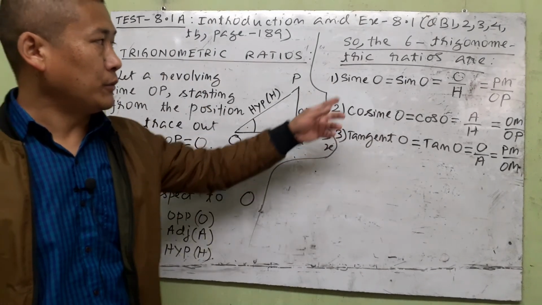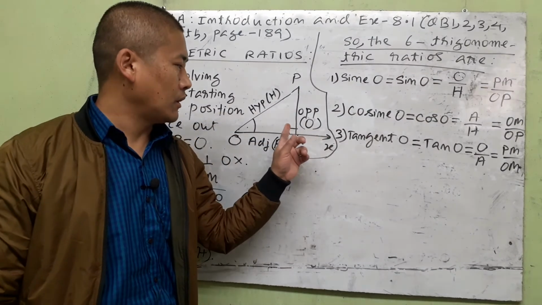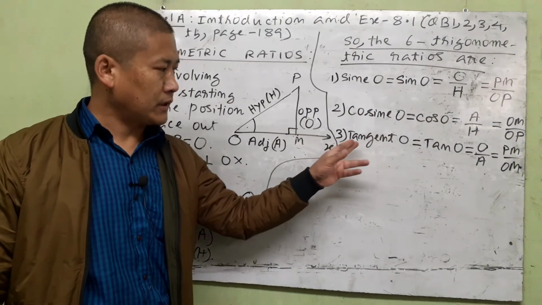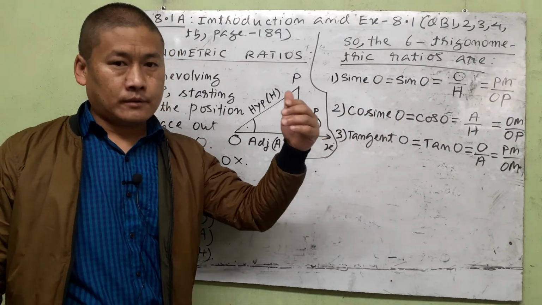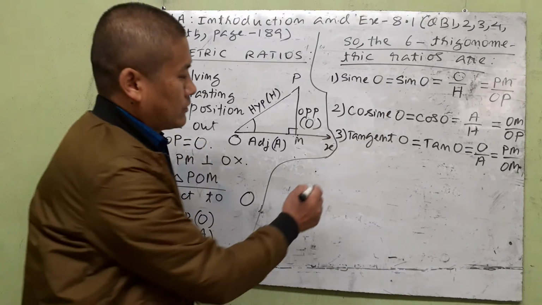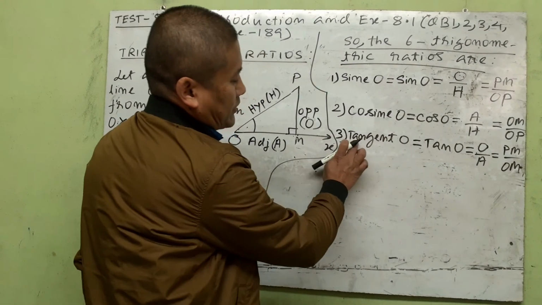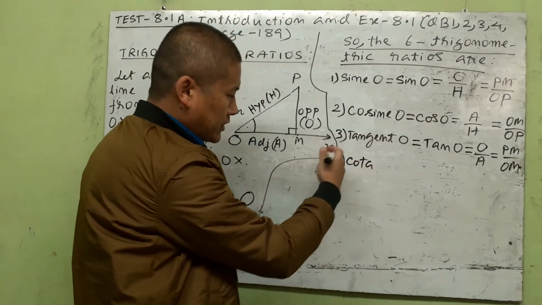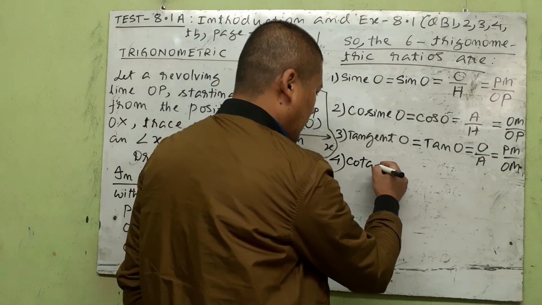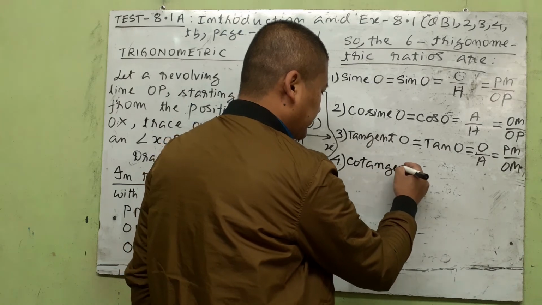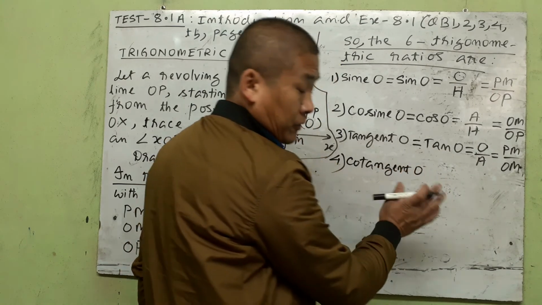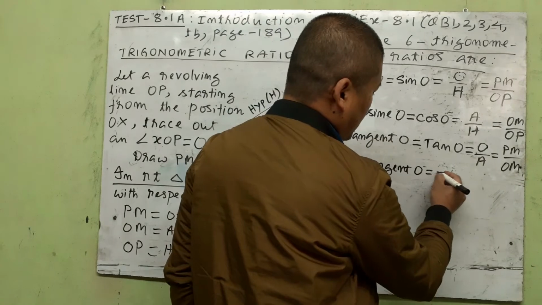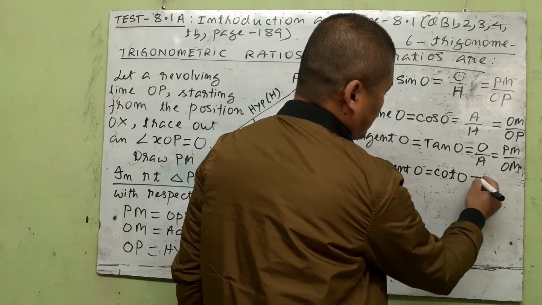So we know that there will be 6 trigonometric ratios because a triangle has 3 sides and we can divide these 3 sides in 6 different ways, therefore not more than 6, right? So the fourth one is the reciprocal of this. Say after me, the reciprocal ratio of tangent is called cotangent, and it's written in short as cot O.